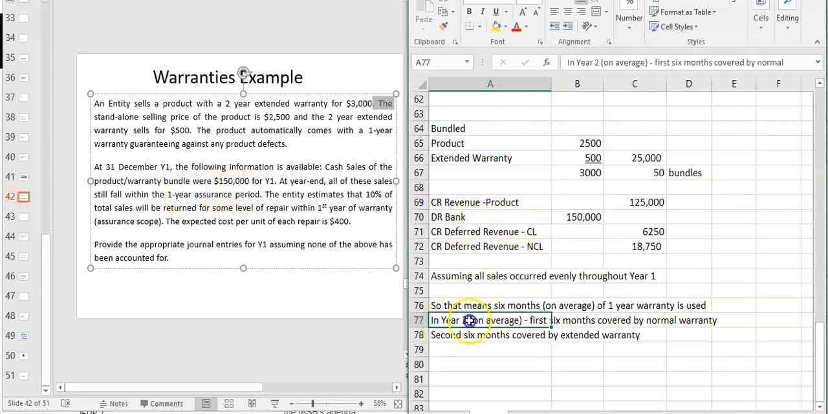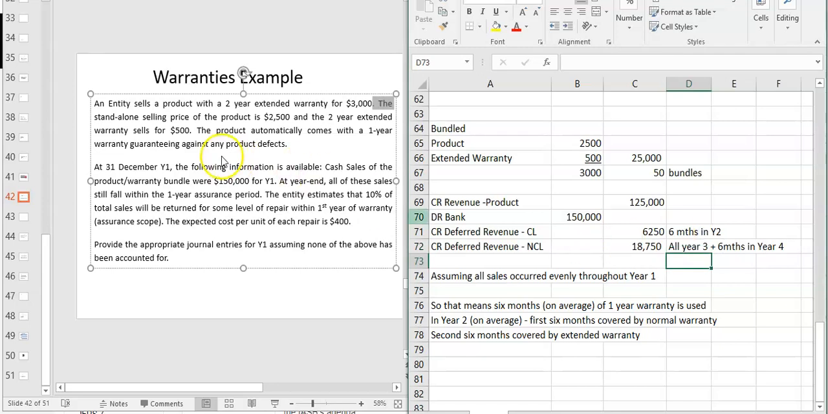So the next 6 months between January and December year 2 will use up the rest of the 1-year warranty. After that, you're using all of year 3 plus 6 months in year 4. Now, I know you're saying, why are you going into year 4? Because we're assuming not all those sales were made on the first of year 1. They could have been made right throughout year 1.